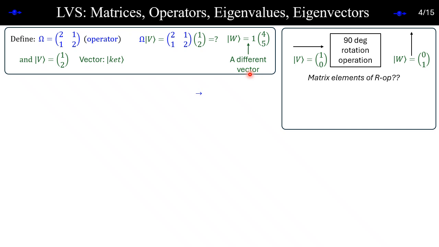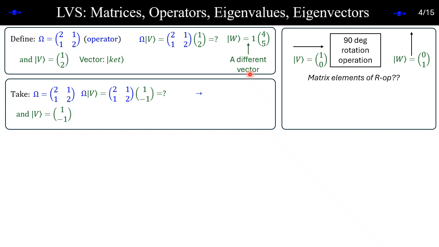Now let's take another example. Let's take the same operator omega. Now let's take this vector. Do this matrix multiplication and let me know what you get.